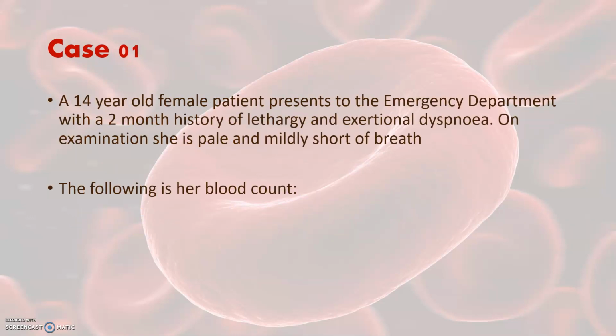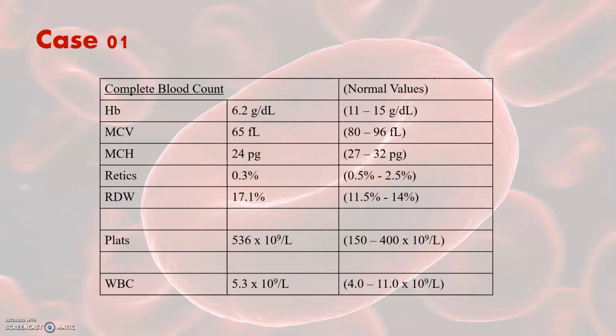So we're going to just go through two cases, and as we go through the cases, I want you to think about what you think the diagnosis is, what further tests you want to do, how this patient might present, what complications might arise. The first is a 14-year-old female patient who presents to the emergency department with a 2-month history of lethargy and exertional dyspnea. On examination, she is pale and mildly short of breath. So this is her blood count. What you can do is just pause the video, have a proper look at this blood count, and then come up with some diagnoses.